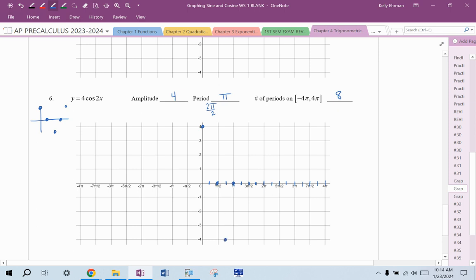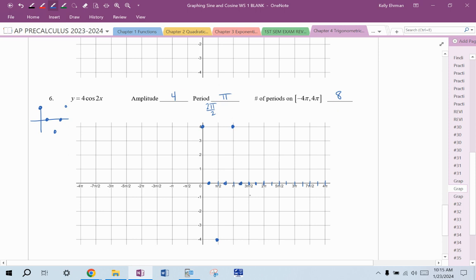At pi, I'm at midline. Oh, no, wait. See, I just skipped one just to make it fun. Okay, sorry. Hold on. I skipped over a point. Okay, cosine starts at 4. At pi over 4, I should be at midline. At pi over 2, I should be at 4, and then midline, and then 4. Maybe it's a bad idea to do them all at once. Let's see if I can do the next one.